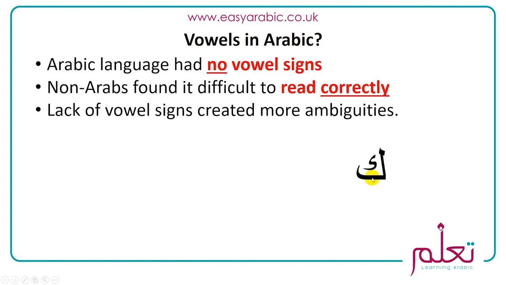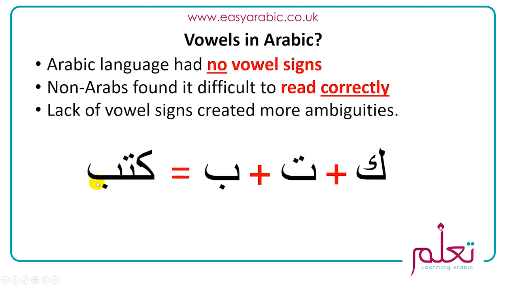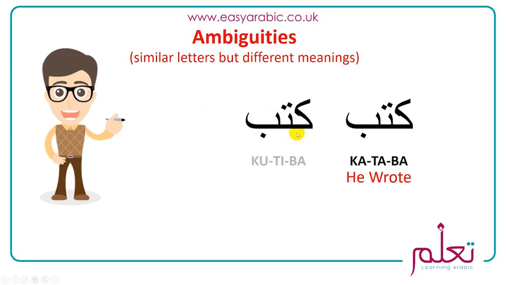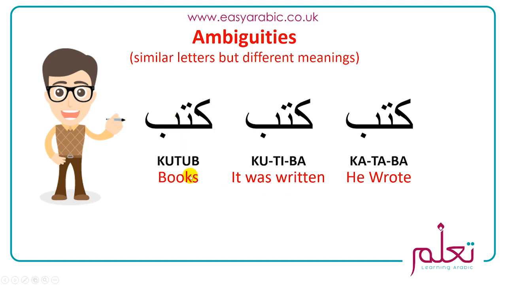If we take the letter kaf, the letter ta and the letter ba, when we join them together, it looks like this: ka, ta, ba. Now, this one word can actually have more than one meaning. The first can be pronounced kataba, which means he wrote. Then it can also be pronounced kutiba, which is it was written. And finally, kutub, which means books.